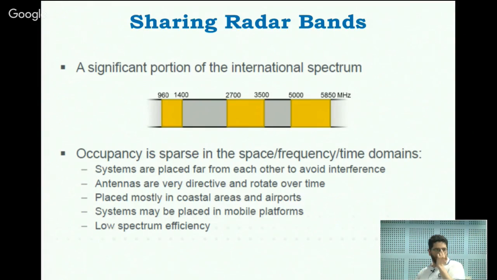Yeah, so there are a few radar bands which are of interest. First of all, it is a significant portion of the band. You have, for example, bands between 960 and 1400, 2700 and 3500 megahertz, and then 5 giga up to 5.85 giga. You can do the math. Summing, we are probably reaching something like 2 gigahertz. So it's a lot.